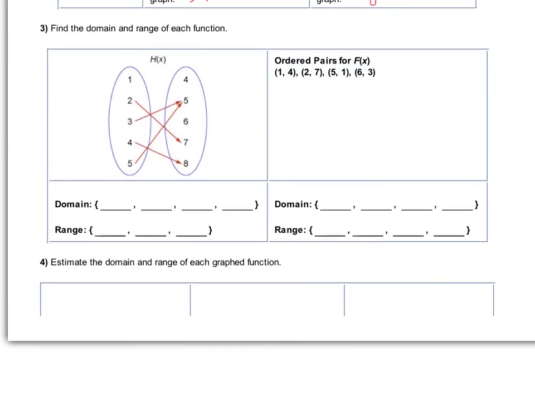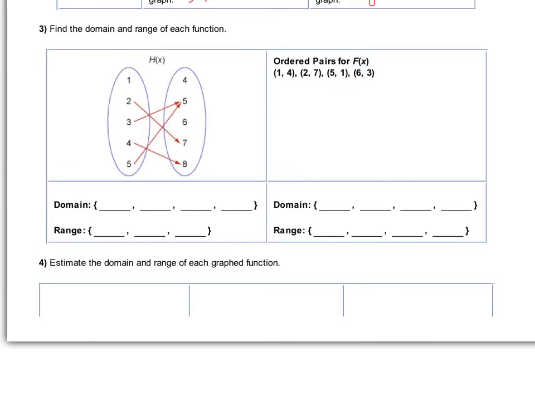So we have some examples here. Number 3 says to find the domain of each function. So our domain in this case, remember, this is called a mapping because it's got the circles. And to find it from a mapping, we look at everything with arrows connecting to it, which means 1 is not in our domain, but 2, 3, 4, and 5 are, because they all have arrows attached to them.